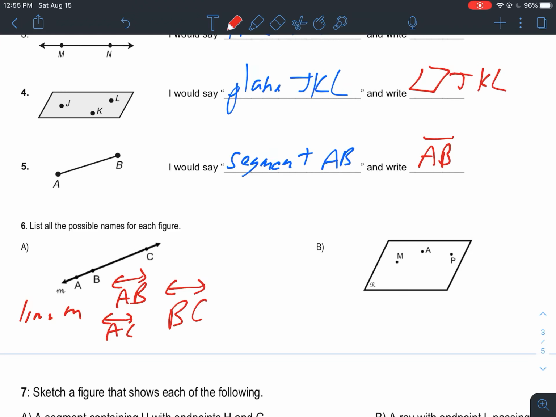So technically there's 4 answers, but there's 7 different ways you can write them if you flip the letters on those last 3. And for 6B, plane R is one way. And the rest of the ways, now there's 6 different ways you can do this, but basically just involves mixing up those letters. So MPA, MAP, PAM, PMA, AMP, any order is fine.